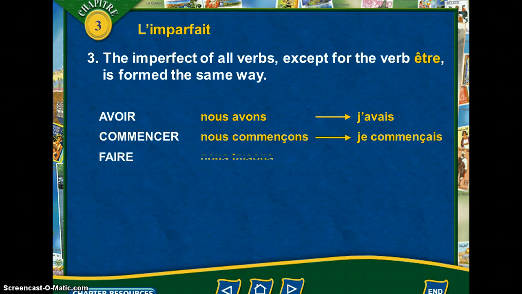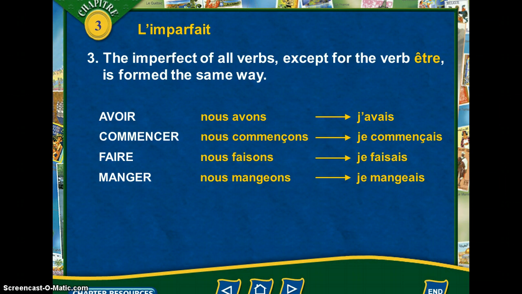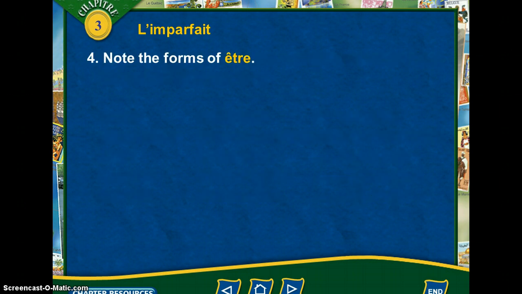Faire. We take nous faisons and we get je faisais, etc. Manger. This one has a special thing that happens in the nous form. We add the E. Otherwise it isn't pronounced correctly, and we get je mangeais. Croire. All of our verbs, we take the nous form, nous croyons, and we get je croyais, tu croyais, etc.